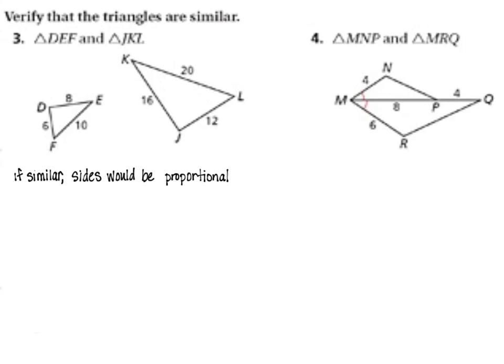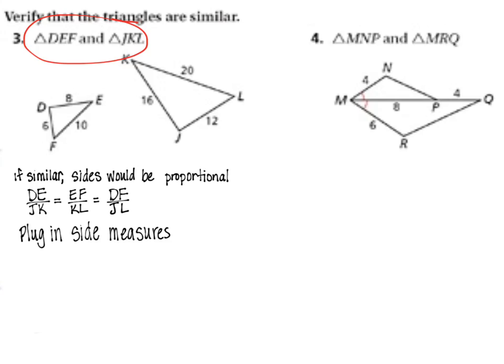If those two triangles were similar, and we see that we've got the measurements of all three sides, the sides would be proportional. It's important to note the order that they want us to compare, because that's going to allow us to write this proportionality statement. DE is to JK as EF is to KL and DF is to JL. So plug in the measures that we have from the triangle. Notice that all of those fractions reduce to 1/2, so that's a true statement.